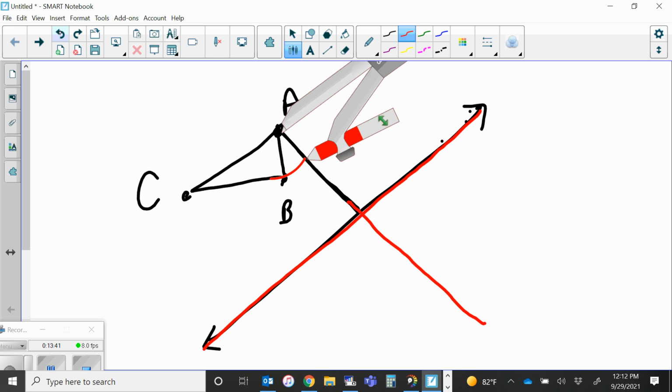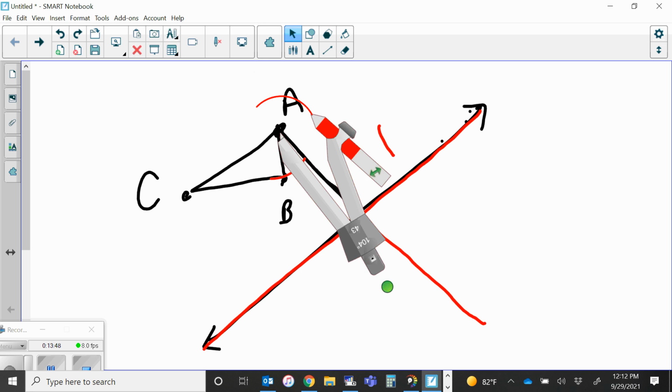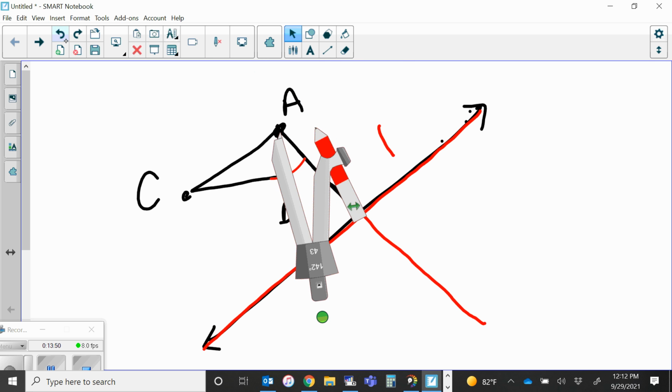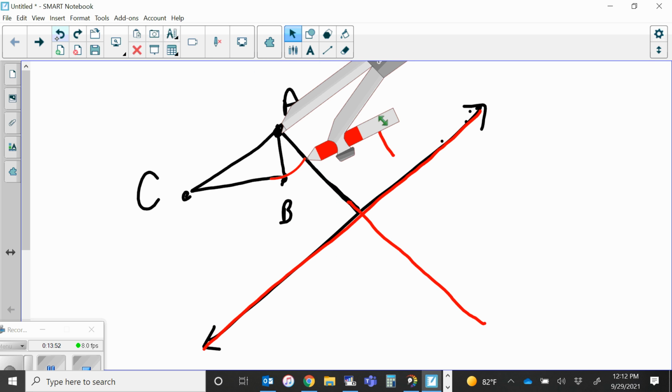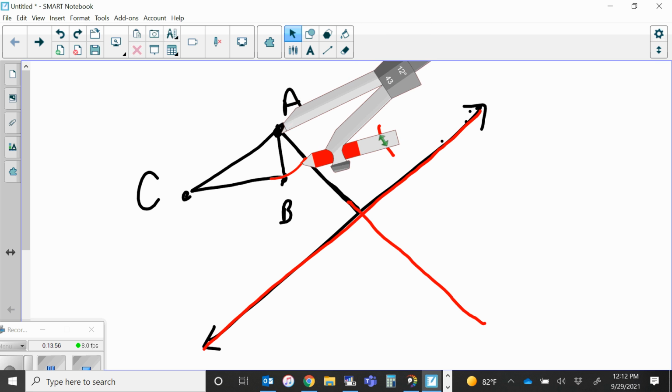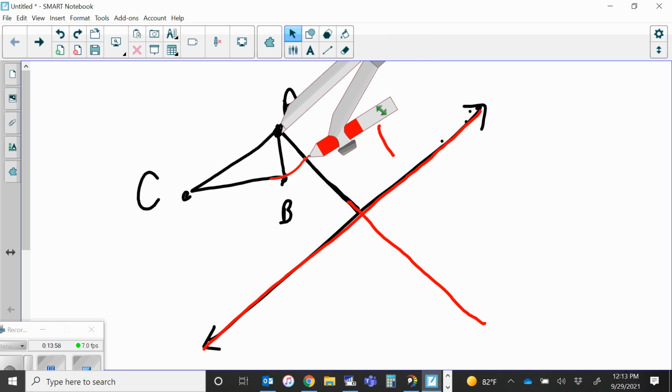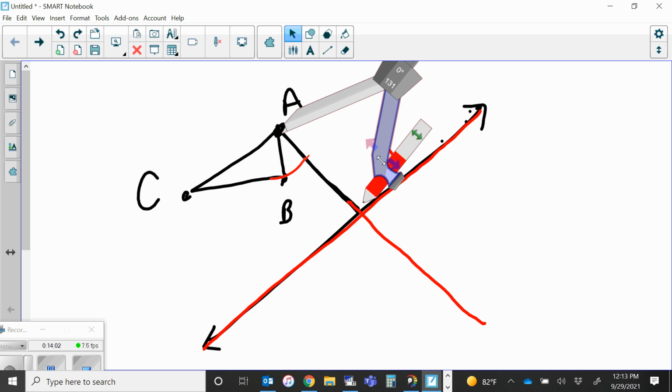Don't I need to make sure the distance from here to here? Come on. Why is this thing being all funky? Why won't you let me grab it? There it is.